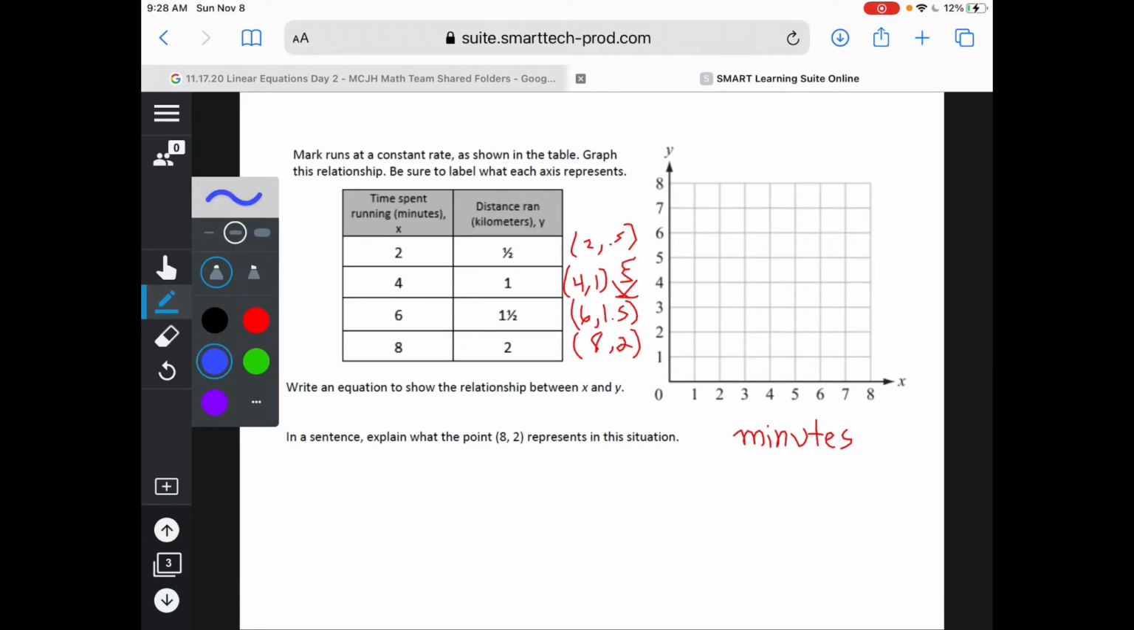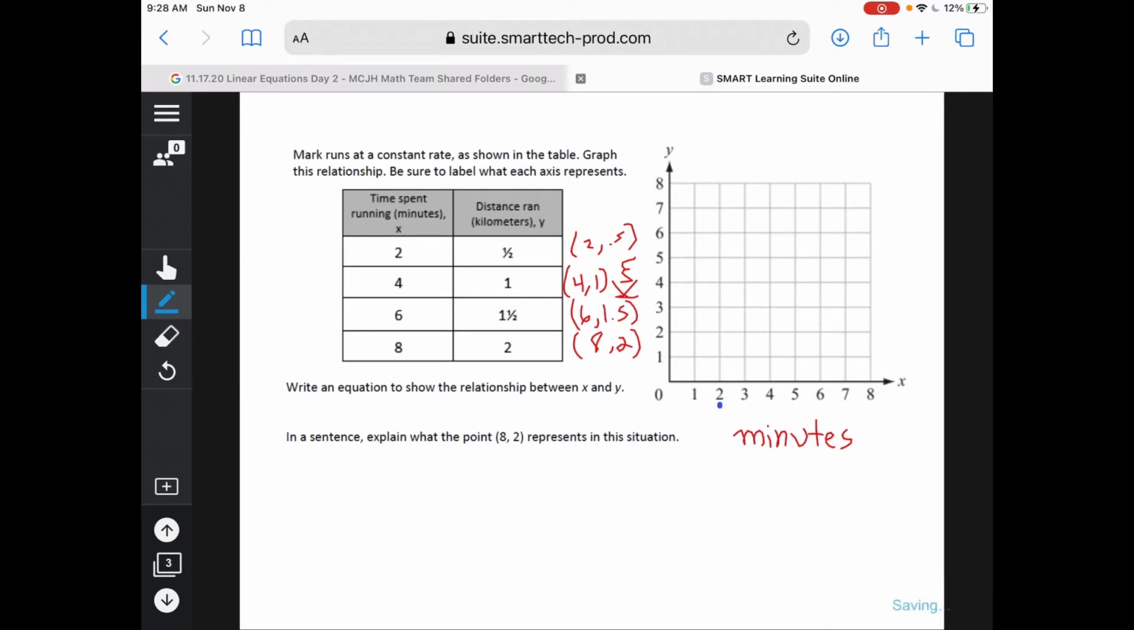We have 2 for the x, so I go here to 2, and I need to go up to 1/2. I'm going to put a point there. Then we have 4, which is here, and I need to go to 1. So 4 up to 1. We then have 6, and we need to go up to 1.5, which is in the middle of 1 and 2. And then we have 8, and we need to go up to 2. So here is our line.